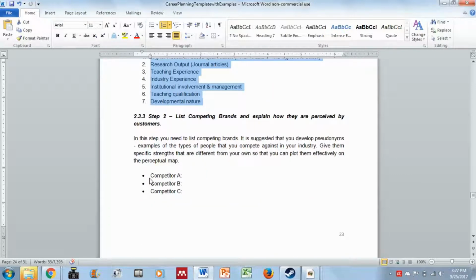So I rank them, and then I list my competing brands and explain how they are perceived by customers. In this step, you need to list competing brands. It is suggested that you develop pseudonyms, fake names, examples of the types of people that you compete against in your industry. Give them specific strengths that are different from your own, so that you can plot them effectively on the perceptual map. So there's competitor A, B, and C, and you need to write in who they are.